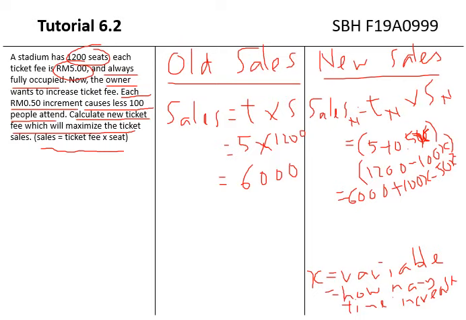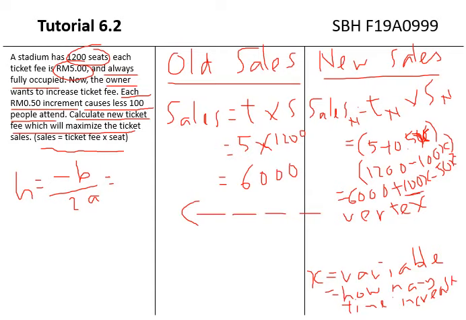You want to find the maximum ticket sales. Means that you want to find the vertex point. How? Let's go to the blank area here. We want to find the h, equals to minus b divided by 2a. What is b? b is 100. Minus 100 divided by 2a. a is negative 50. 2 times negative 50. So we have h equals to 1.